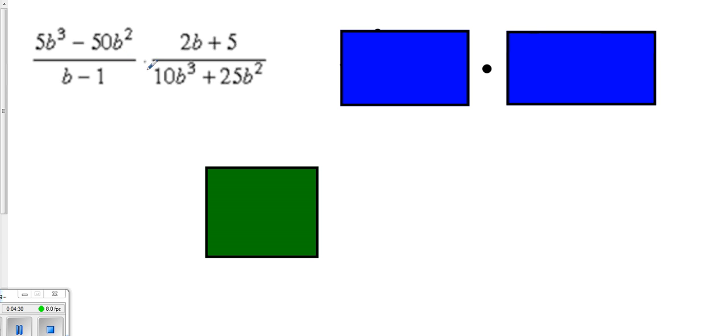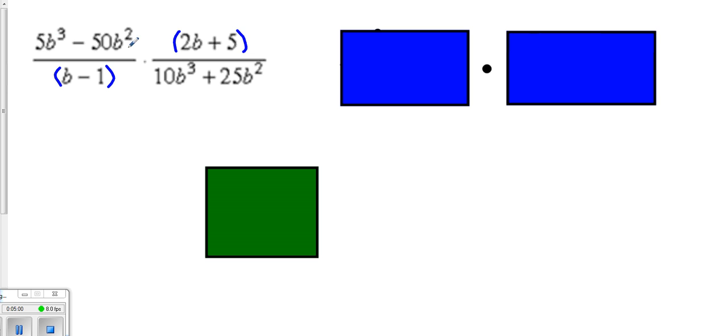All right, now things are going to get a little trickier. We've got 5b cubed minus 50b squared all over b minus 1. We're multiplying by 2b plus 5 over 10b cubed plus 25b squared. The trick with this one is we want to factor everything first. This piece we can't factor, it's already done. This piece we can't factor, it's already done.